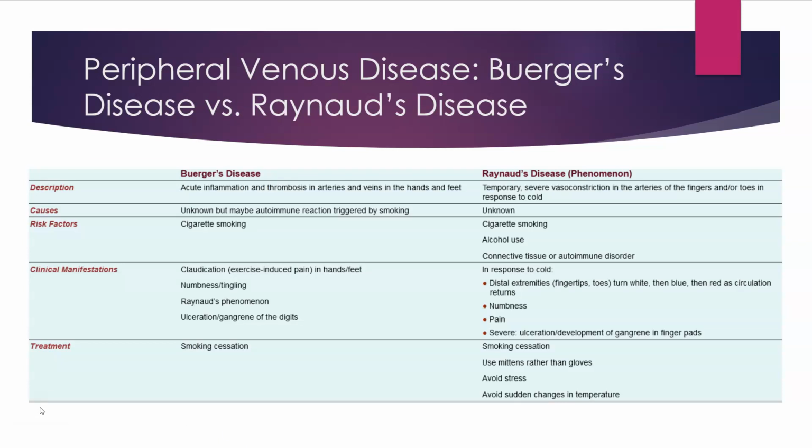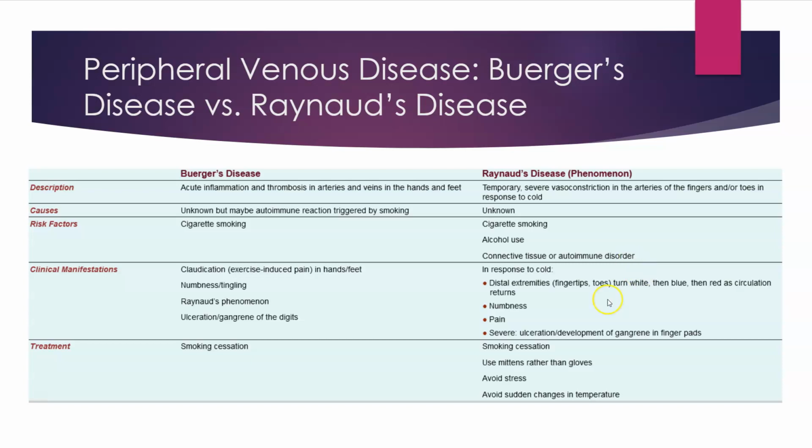And on our final slide here, we're going to be talking about Raynaud's disease versus Buerger's disease. And so you can see the two are honestly very similar. Buerger's you're going to have acute inflammation, thrombosis in the arteries and veins and feet, versus Raynaud's, which is more of a vasoconstriction. So this isn't really thrombosis. This is just kind of a natural event, cold or stress. And you're going to see this sometimes listed as a phenomenon instead of a disease. So Buerger's tends to be more triggered by cigarette smoking. Raynaud's can be, but the cause is really kind of unknown. And Raynaud's could be a connective tissue or autoimmune disease.